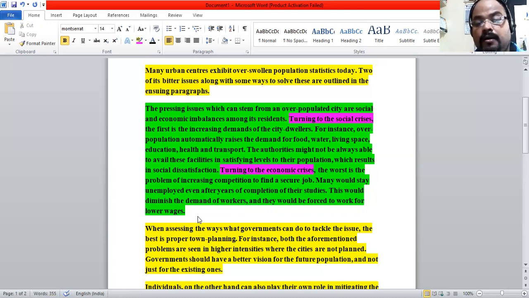So many would stay unemployed even after years of completion of their studies. So you have the economic crisis, you have a lot of skilled population there, but at last you find yourself in a problem that even after you have got a university degree or a postgraduate degree, you won't be able to find a satisfactory job in your field, in your respective city. This is what the economic crisis is. This would diminish the demand for workers, and they would be forced to work for lower wages.